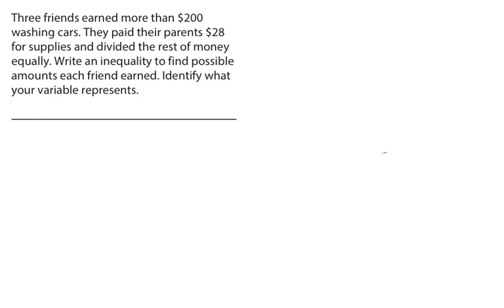So the first thing, we talked about this problem on Friday, but I think it's worth bringing up again. It says, 3 friends earned more than $200 washing cars. They paid their parents $28 for supplies and divided the rest of the money equally. Write an inequality to find the possible amounts each friend earned. Identify what your variable represents. Go ahead and read that again on your own and try to tackle it. And then pause the video, and when you're ready, I'll explain it.